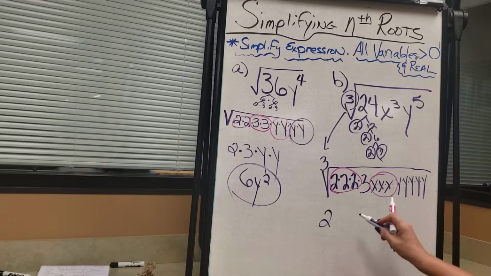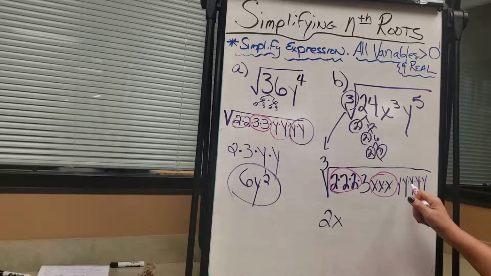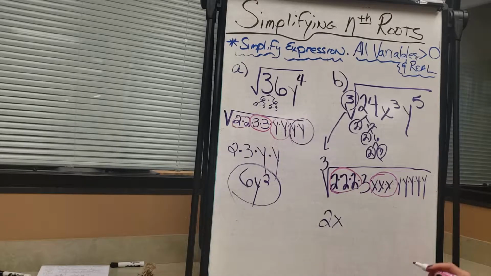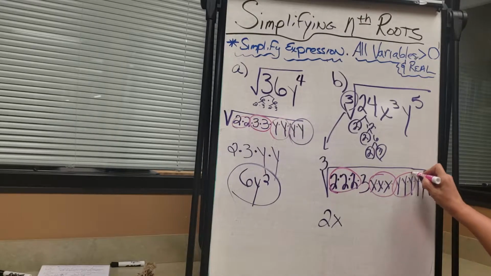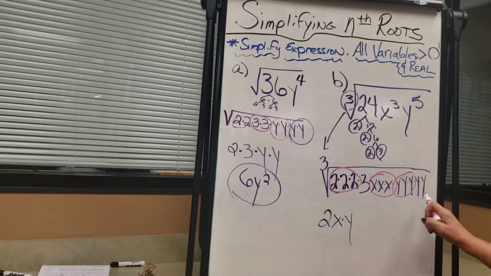So that means one factor of x will come out of that cubed root, okay? Let's look at our y's. Do we have a group of 3? We do. We have a 3 of a kind right here. So that means one of our y's comes out. Do we have another group of 3? No, we don't. So therefore, we have leftovers, right?